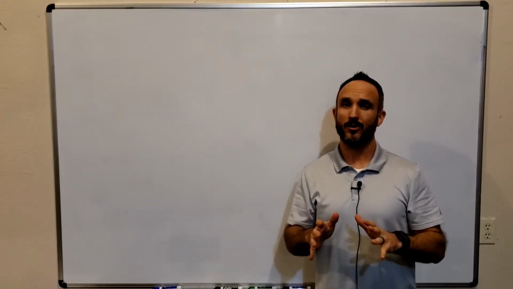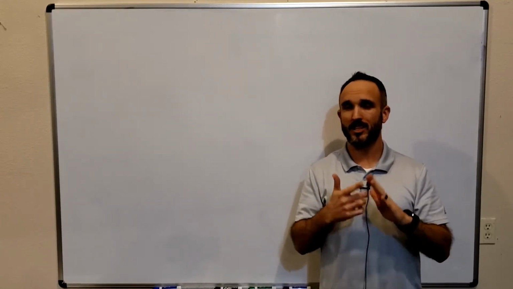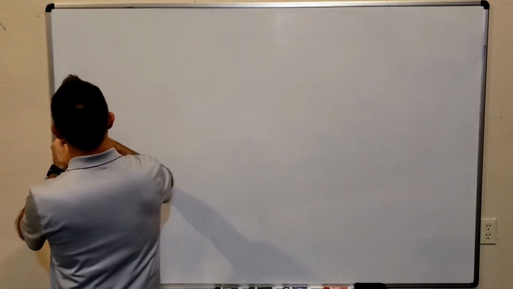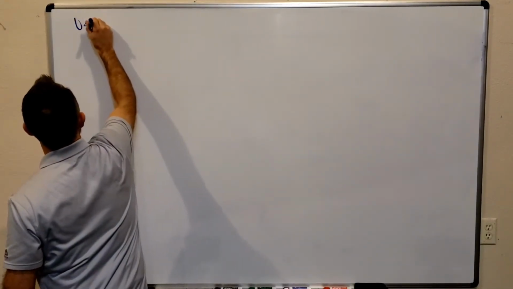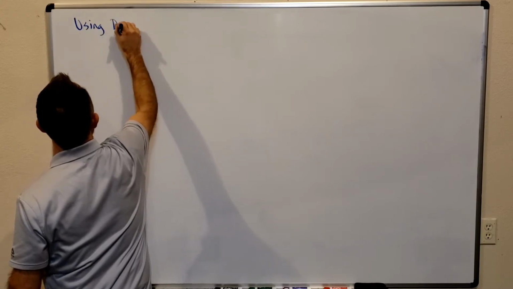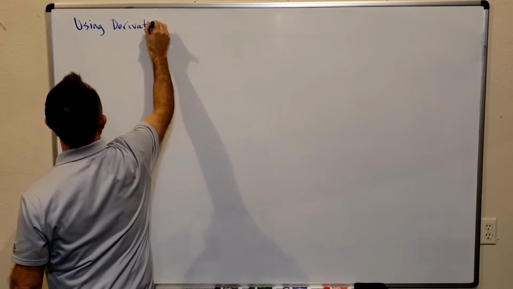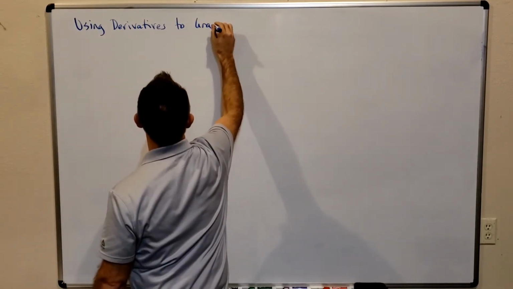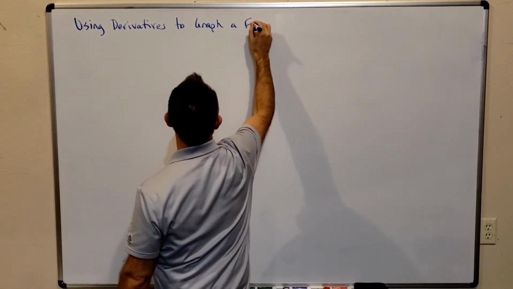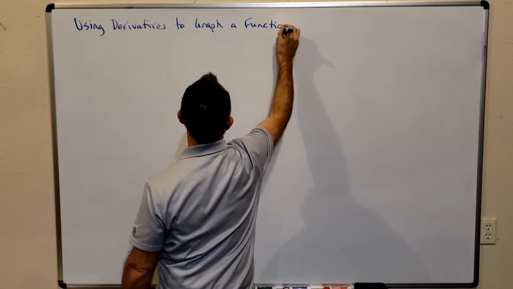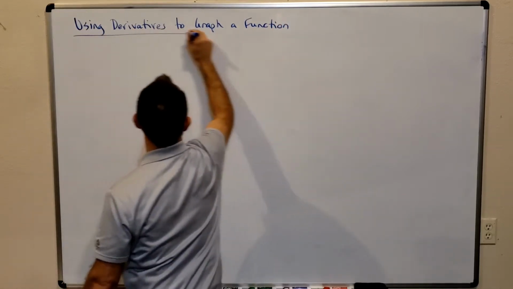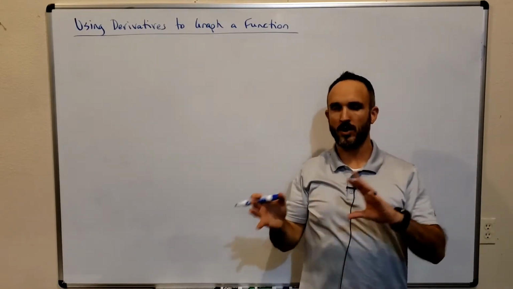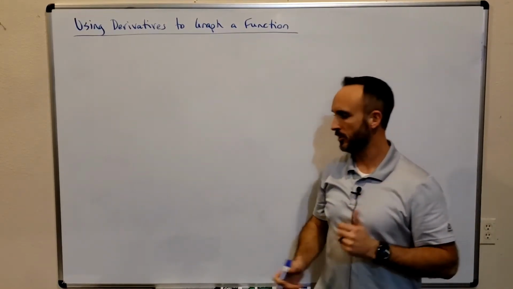Now we put it all together to see how the first and second derivatives can help us graph a function. Using derivatives to graph a function. We're going to get through two examples. It'll take us a bit of time. Wanted to start out with a more basic one and then look at one that's maybe a bit more obscure.